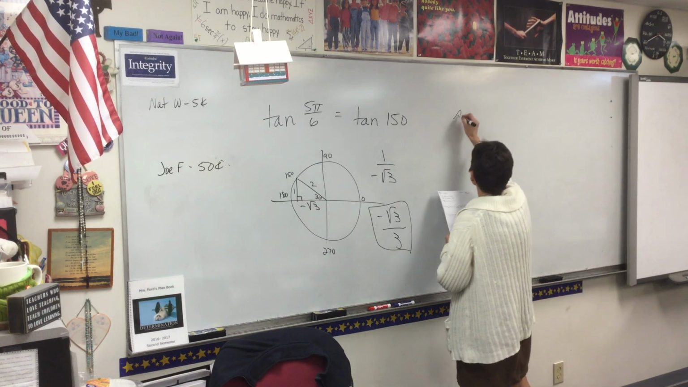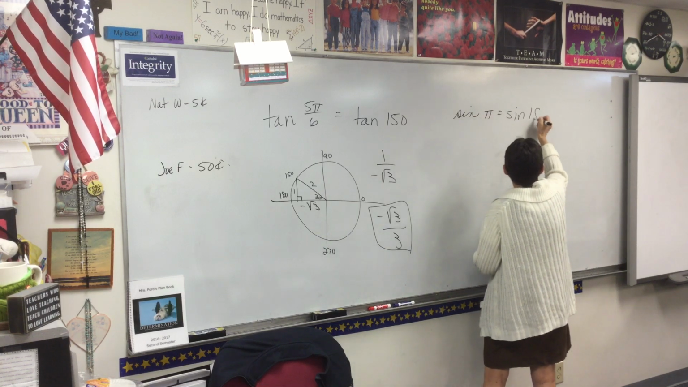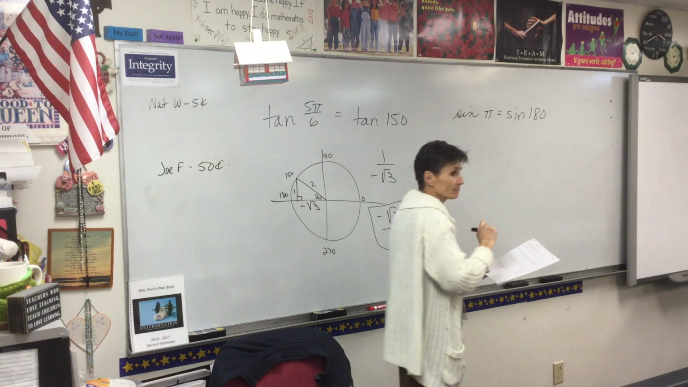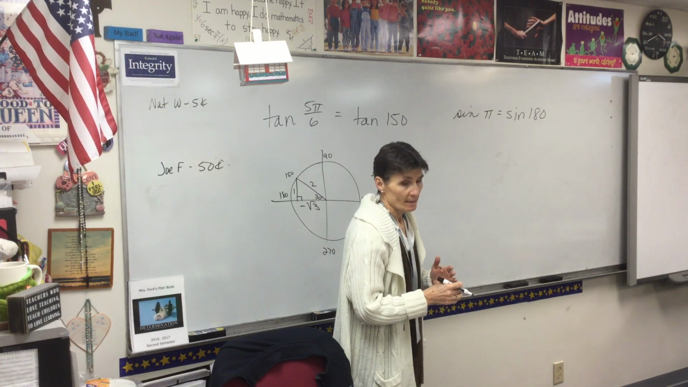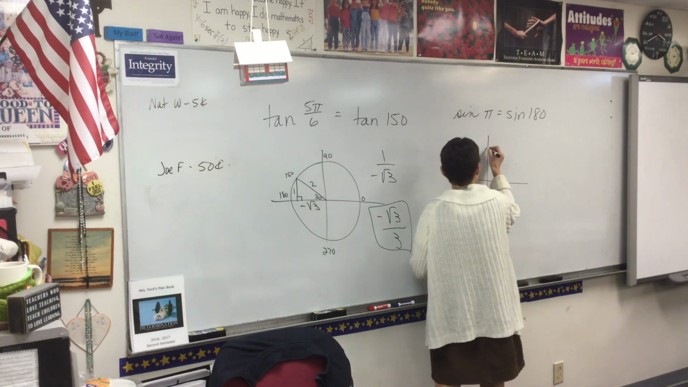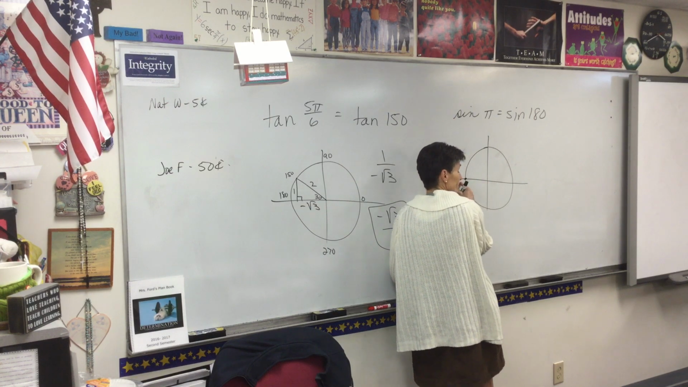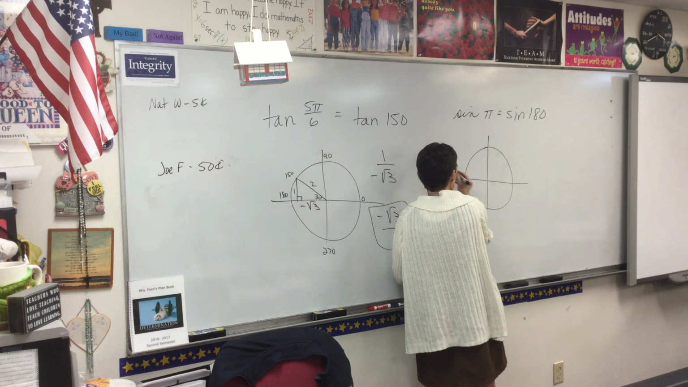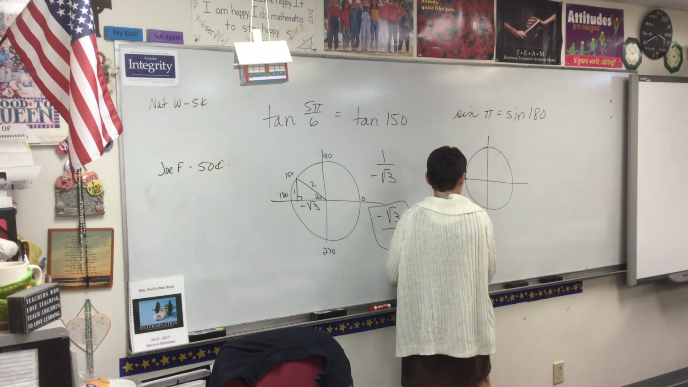Uh-oh. Sine pi. Now I know that's sine 180. Why am I saying uh-oh? Because it doesn't make a triangle. So when you have one that doesn't make a triangle, here's your angle right here, 180. You have to use x, y, and r.